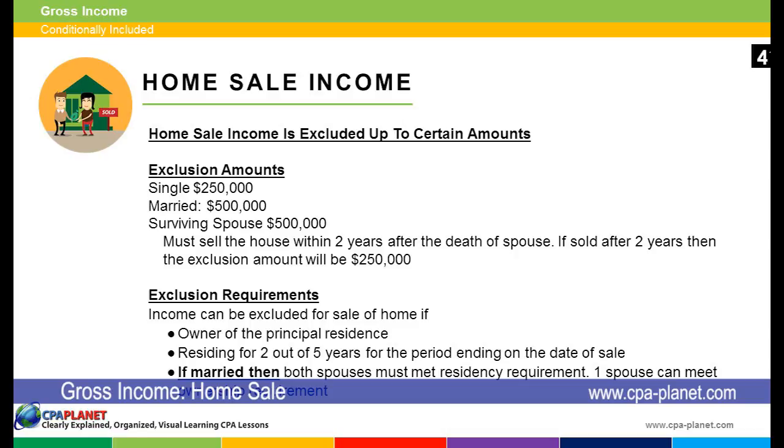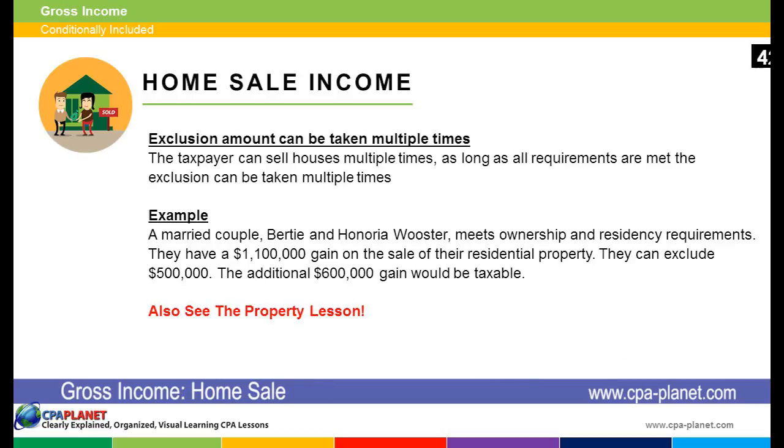So remember those rules, practice them a little bit. You can do this multiple times. So basically every 2 years. The rule is every 2 out of the past 5 years. So you live somewhere 2 years, and then you sell it, and you meet the requirements, you get the exclusion. Live somewhere else 2 years, you get the exclusion. 2 years, you get the exclusion. You can do it every 2 years.